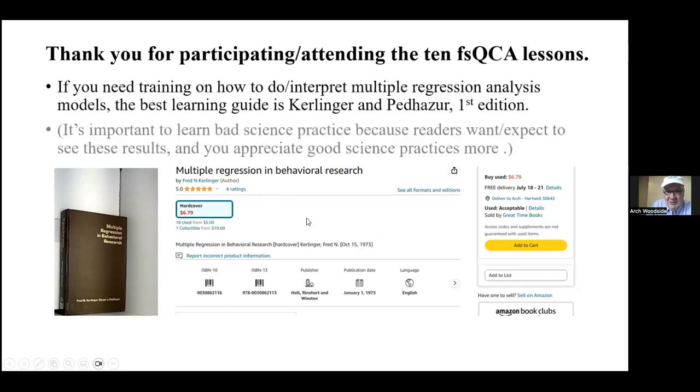This is really an easy to read book, and it's also a technical book. You really have to learn MRA, multiple regression analysis, even though it's actually a bad practice compared to case-based modeling.